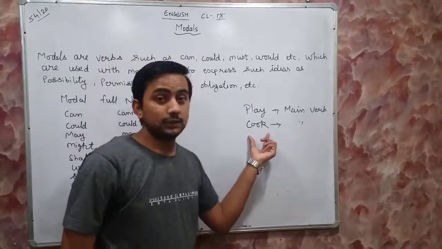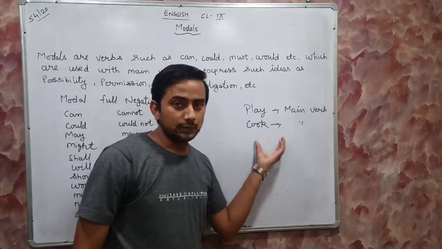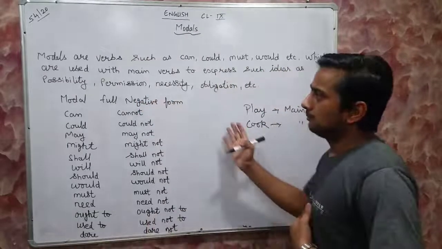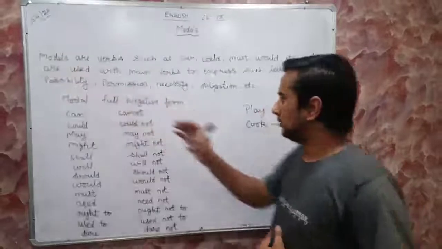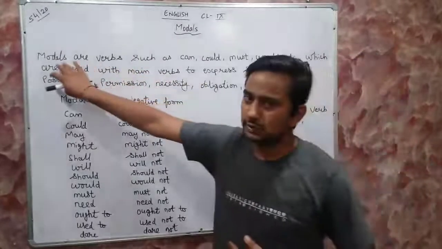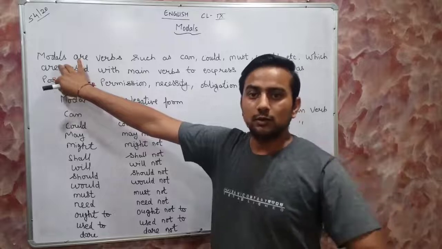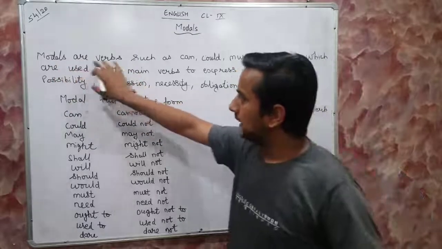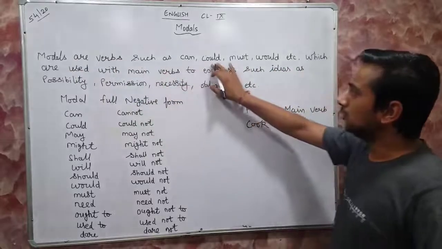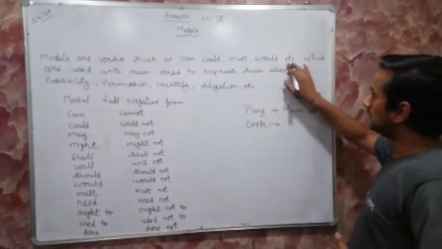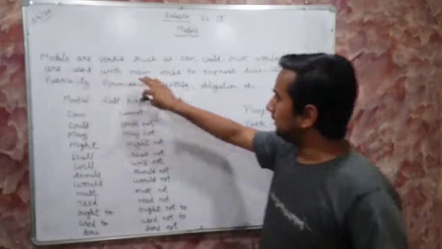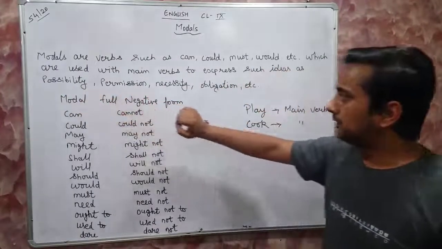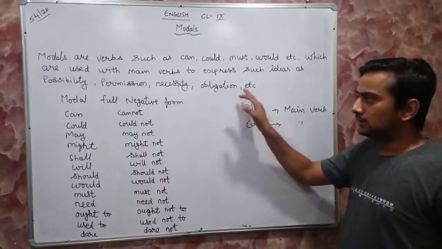But to express this idea, to take permission to perform this particular task, you need one more verb, that is modals. Modals are also known as auxiliary verbs. Now what are modals? Modals are verbs such as can, could, must, would, etc., which are used with main verbs to express such ideas as possibility, permission, necessity, obligation, etc.